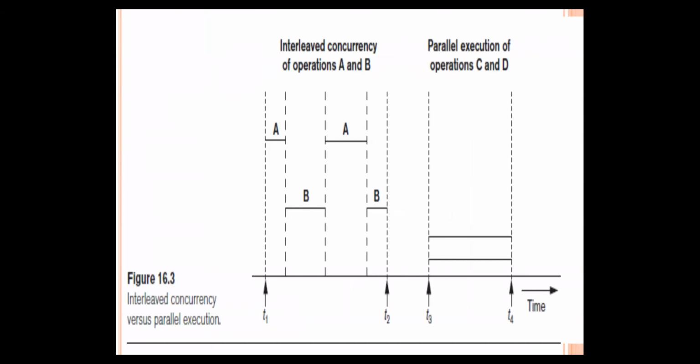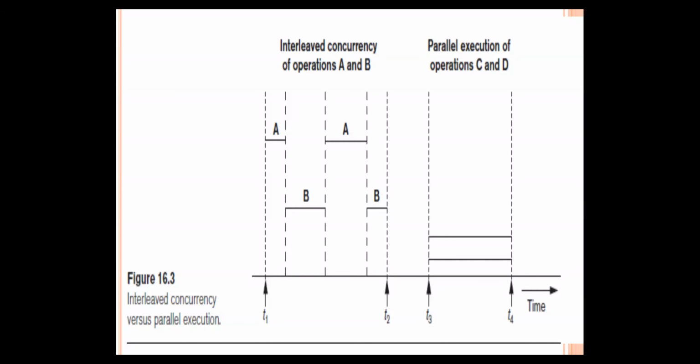The diagram shows how the actual processing happens using the buffers. Here, interleaved concurrency versus parallel execution is shown for your understanding. If you are using the interleaved concurrency of operations A and B, we are performing two operations, operation A and operation B. Initially, operation A will be loaded in the CPU at the time slot T1. After executing A, the result will be transferred back to the buffers. That is the time to access the value of A, process it, and transfer the result of A back to the buffer.